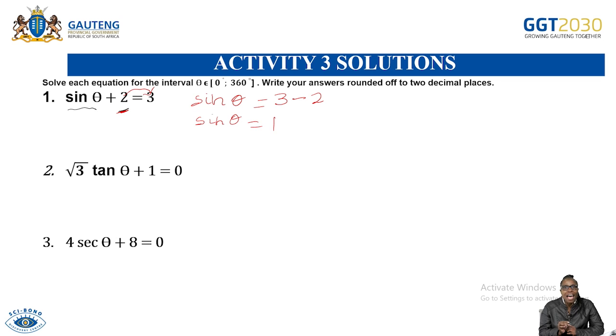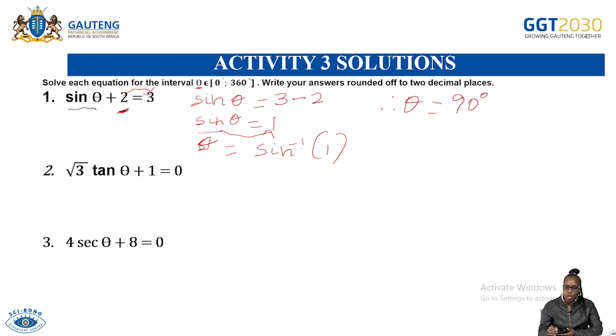And that is not the answer. That is not the solution. They say write your answers rounded off to two decimal places, meaning I must use my calculator and find my angle theta. I'm looking for the value of angle theta there, I'm finding the solution. And there is a sine that is blocking me there. That sine must be moved. And when I'm moving the sine from there to this side of the equal sign, it will give me a shift and a sine inverse. So I will have theta left alone there equal to sine inverse of 1. And my angle theta will be equal to 90 degrees.